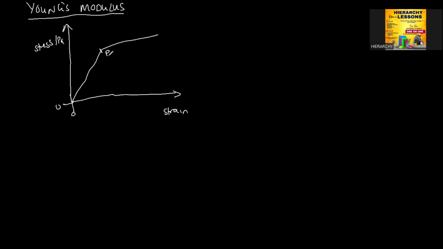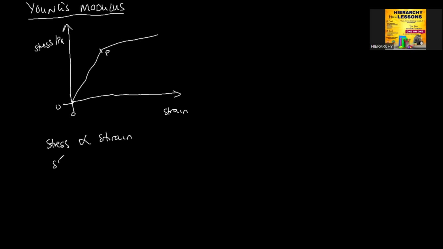The straight line region between the origin and P, from here to here, is a straight line. So it represents proportionality. It means in this region, stress is proportional to strain. P is the limit of proportionality. So from 0 to P, it's a straight line, and stress is proportional to strain.